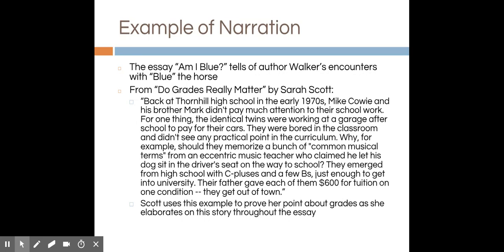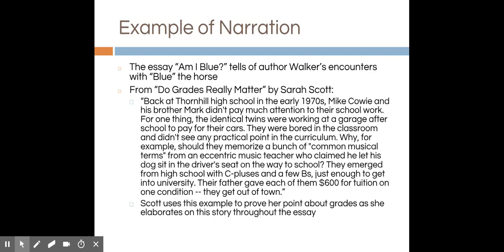So the example that I'm going to give you here, well, there's actually two examples here. The first one is that Am I Blue that I was just talking about. The whole essay is actually a story about this horse named Blue. So it's like a continuous narration. And then the other essay I'll talk about is one that I used to read quite a bit, but it is getting a little old and dated. It's called Do Grades Really Matter? And it's basically talking about how if your grades in high school make a difference, how successful you're going to be in society later on.